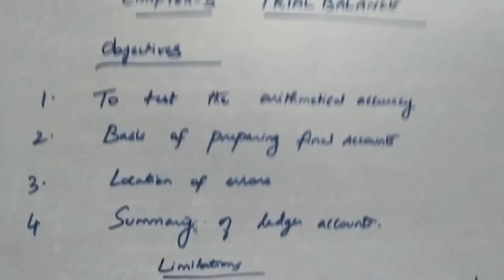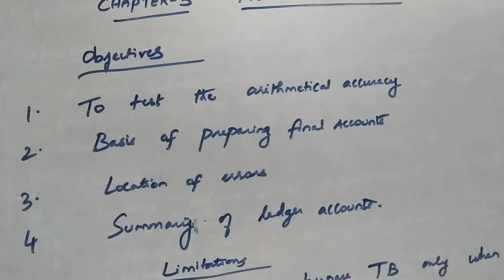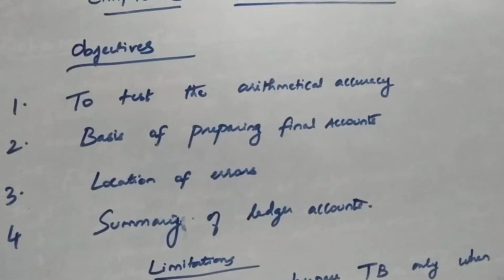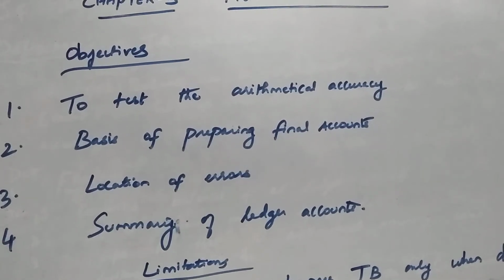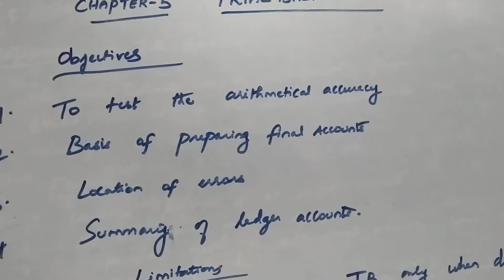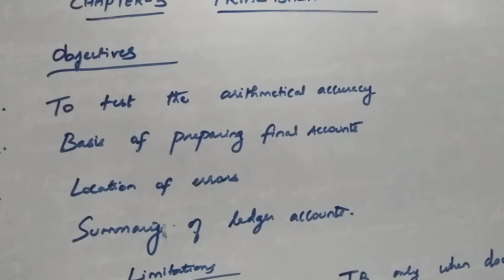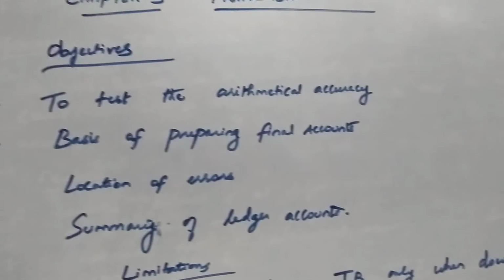Objectives of trial balance. So why do we prepare trial balance? The first objective is to test the arithmetical accuracy. So after doing our ledger, after posting it, we will be balancing the ledger accounts, right? In order to check whether our ledger balances are correct or not, we will prepare this trial balance.